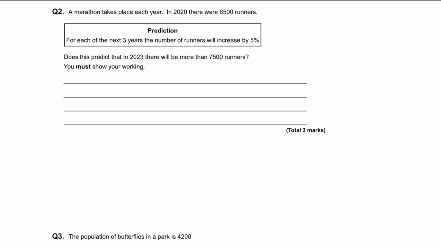So a marathon takes place each year. In 2020, there are 6,500 runners. The prediction is that for each of the next 3 years, the number of runners will increase by 5%. Does this predict that in 2023, there will be more than 7,500 runners? You must show your working.